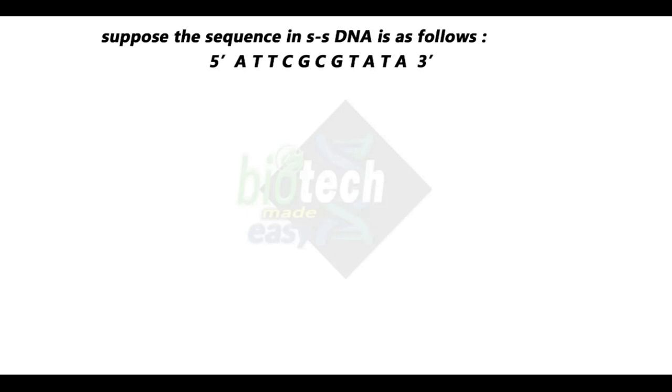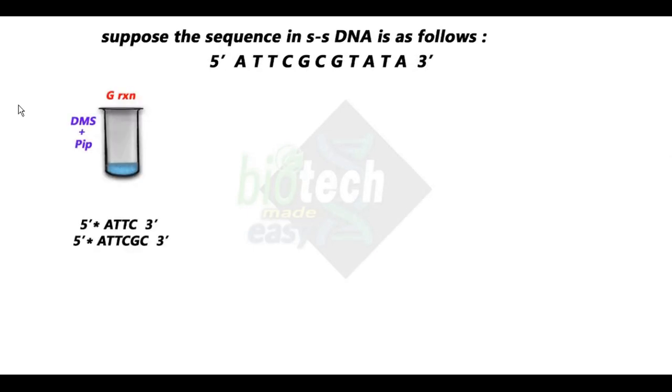We already have a single stranded DNA which we have labeled also at the 5' end, but mostly the single stranded DNA which we have, not mostly, actually always, we do not know the sequence. We have to find out the sequence, but here, just to make you understand, I have written a sequence here. Now let's see what happens in the first tube.